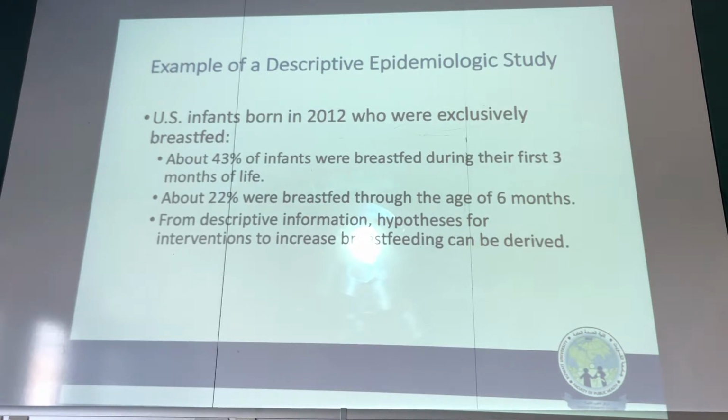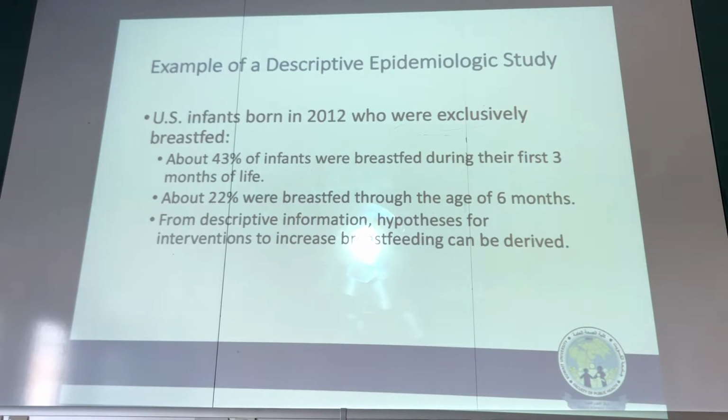Here we have the percentages of breastfeeding, okay. About 43% of infants were breastfed during the first month of their life. Okay, we saw the table of percentages. And here about 22% were breastfed through the age of 6 months. This is from the sample that I took in 2012.